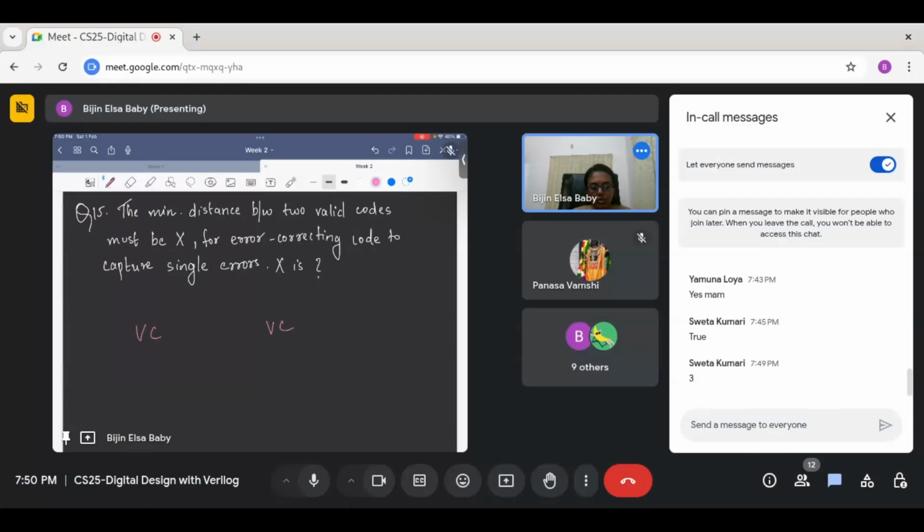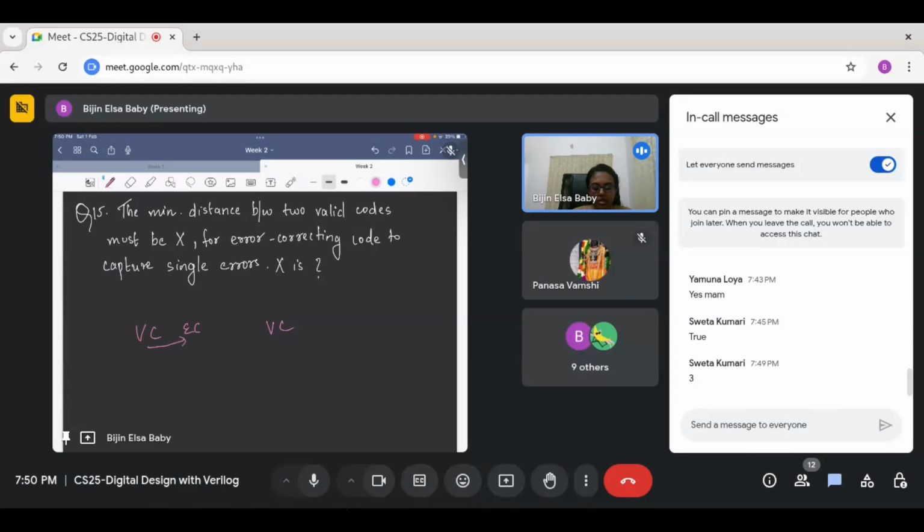We have two valid codes. We are talking about the single bit error. So you will have some information which is in binary, and one bit in that information is corrupted. So one of the bits is flipped.